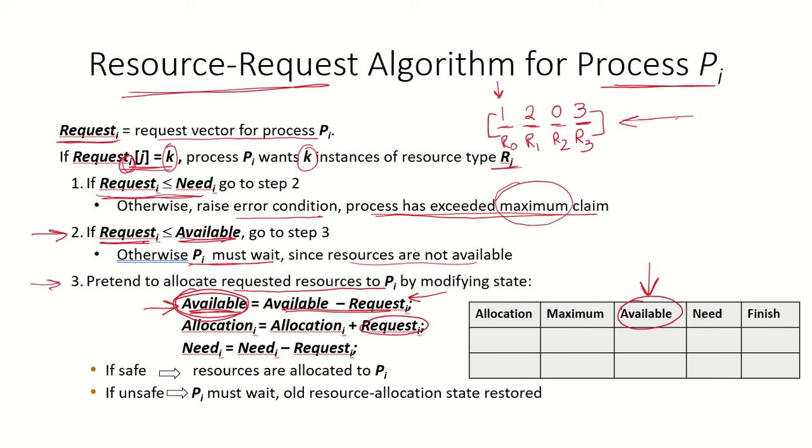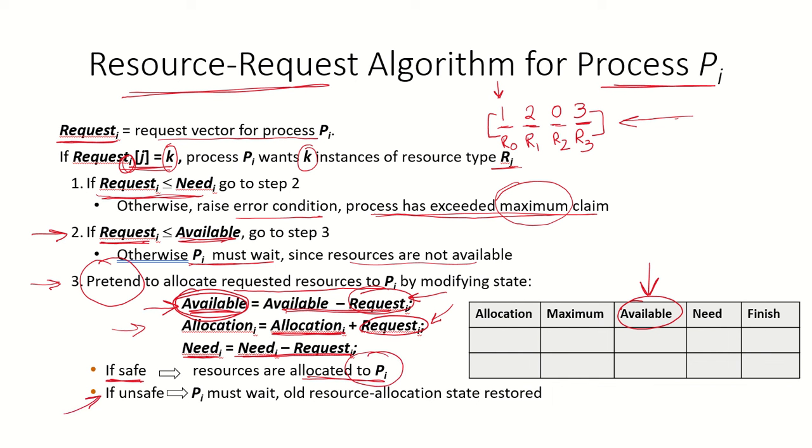Also they will be added to the allocation matrix of the process, because now the requested resources have been allocated to that particular process. Also the need of that particular process will be subtracted by the request that was put in by the process. Now if we can find a safe sequence, then the resources will be allocated to that process Pi. Till now we were only pretending, but now if we have been able to find a safe sequence after this pretense is over, then these resources will be allocated to Pi.